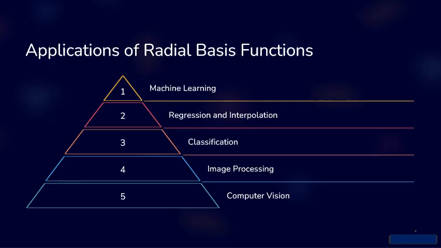Next, applications of radial basis functions are: first is machine learning, second is regression and interpolation, third is classification. Next, the fourth is image processing, and fifth is computer vision.